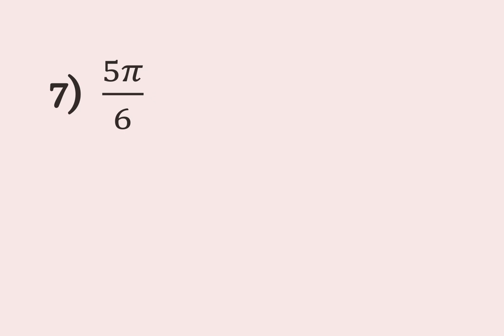Now we're in radians. So we're going to multiply times 180 over pi. If pi's already there, the pi's are going to cancel. And then the 6 goes into the 180 30 times. And I get 5 times 30, or 150.